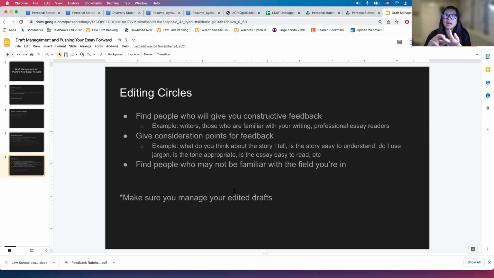Other questions to ask your editors: is my why law school reasoning clear, if you have it in your essay? Is it easy to understand, right? Is the tone appropriate? Is it stylistically appealing? Some stuff like that you can ask your editors. You can also ask very pointed questions like, do you think this story is necessary in my essay?